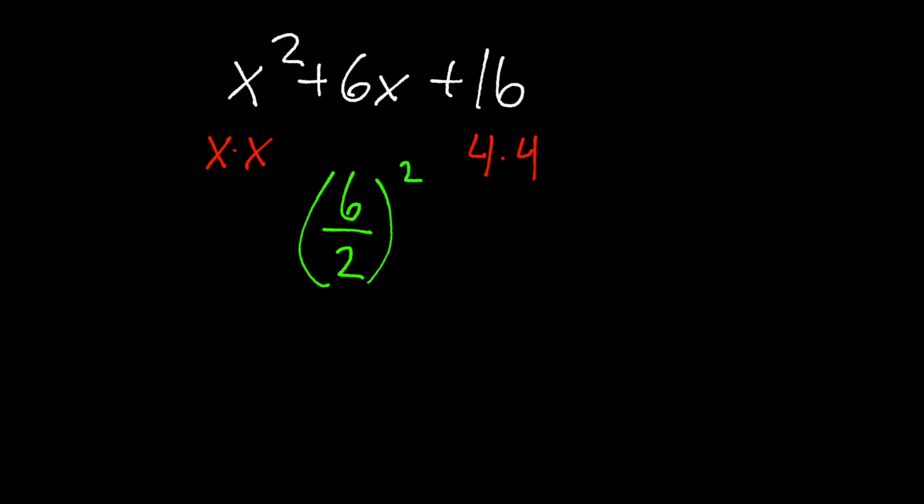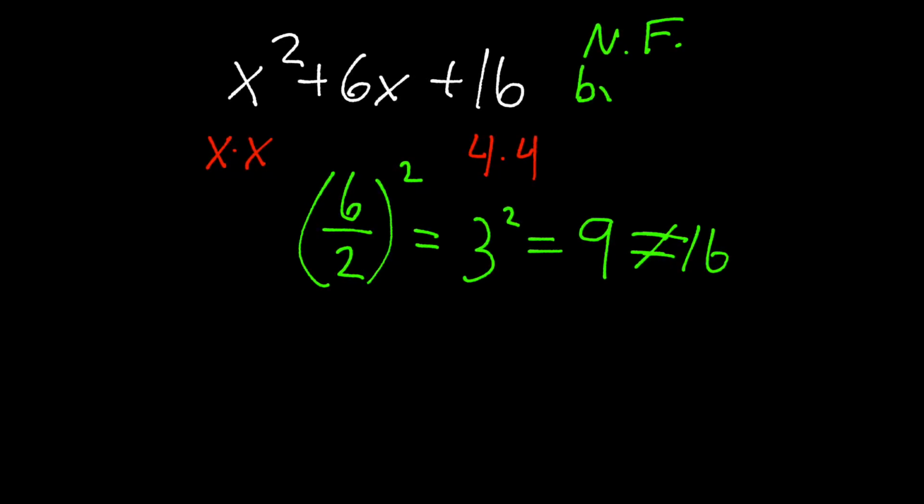So 6 divided by 2 is 3. 3 squared is 9, which is not 16. So this is not a perfect square trinomial. You would have to use something like the diamond method or something else to factor this. So we're going to say that this is not factorable by the shortcut. Okay? Can't do this one with what we're focusing on in this video.